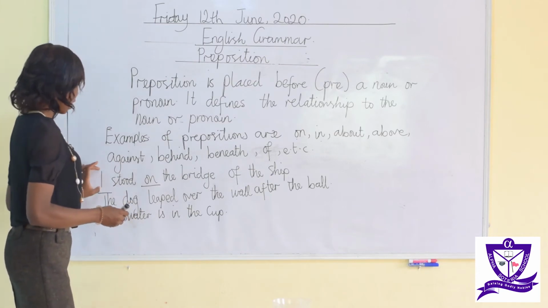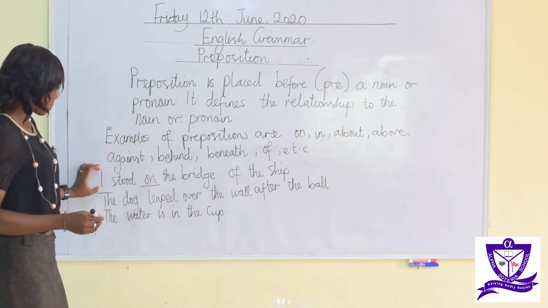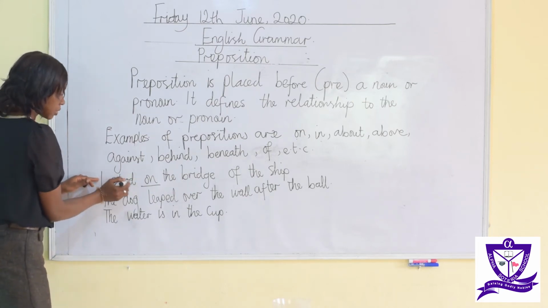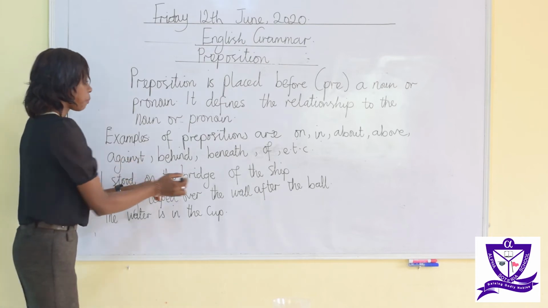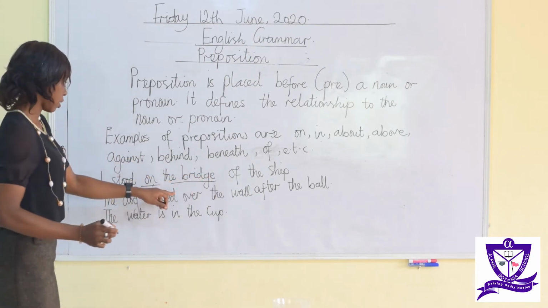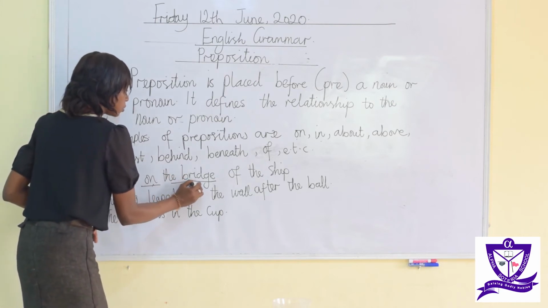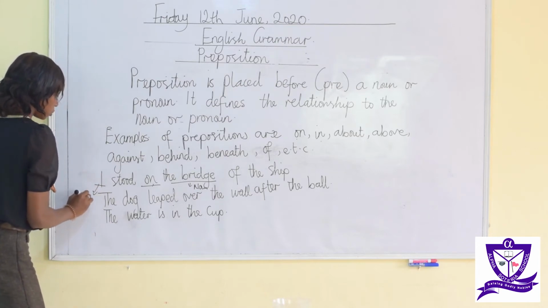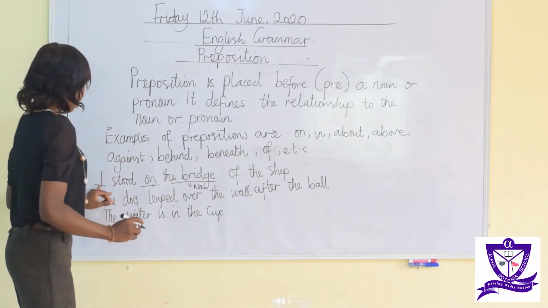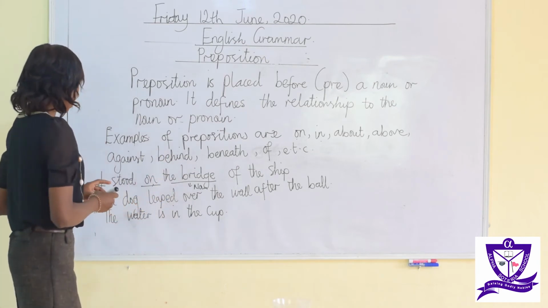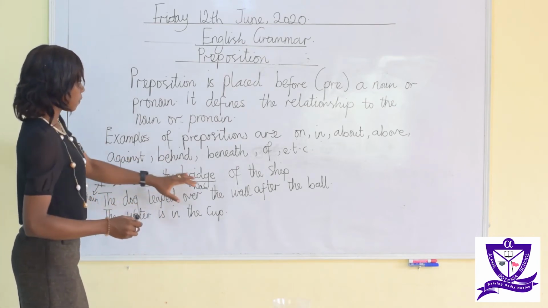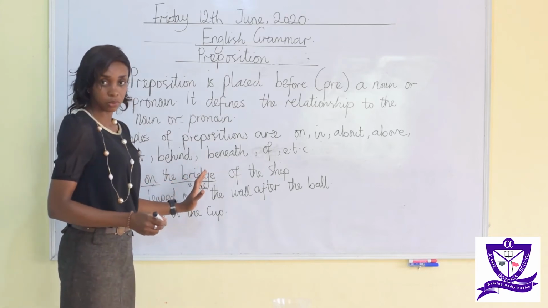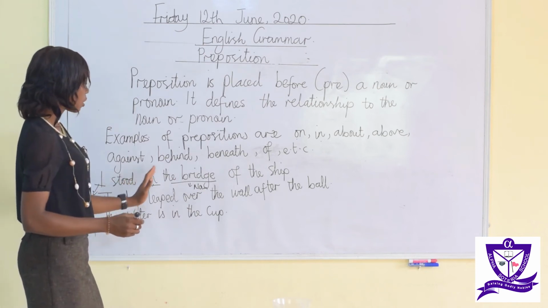If you look at it, we have a pronoun here, I, the first person pronoun. Where did you stand? On the bridge. The bridge is a noun. Are you getting it? So this is a noun, and this is a pronoun. The preposition there is telling us the relationship between the pronoun and the noun. So: I stood on the bridge.